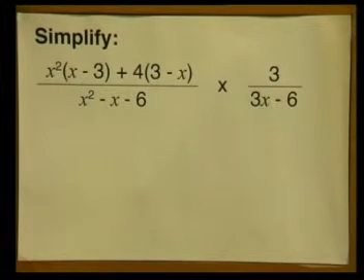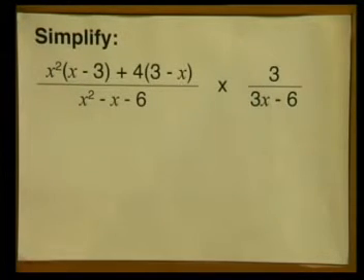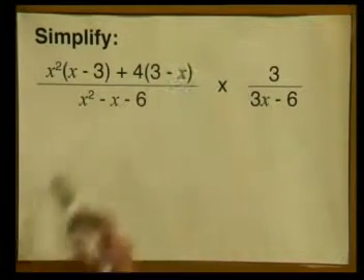Simplify x squared multiplied by x minus 3 plus 4 multiplied by 3 minus x, all divided by x squared minus x minus 6 multiplied by 3 divided by 3x minus 6. Now you should recognize that the fraction on the left-hand side is from a previous task. Check with me and see if you simplified it correctly. Let's start with our numerator.